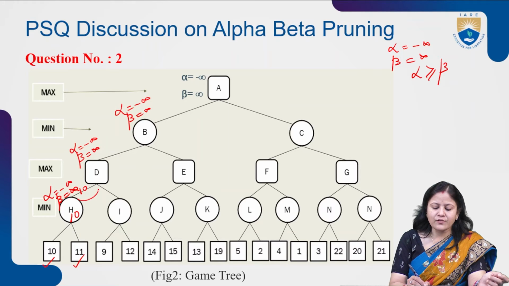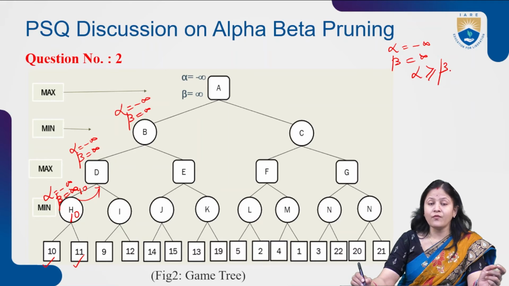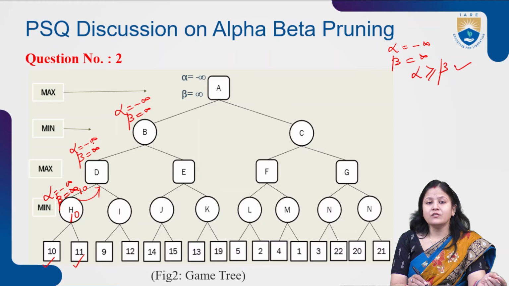Now backtrack to node D. At node D, which value will be changed? I forgot that we have to check whether alpha is greater than or equal to beta. If it is satisfied, then we have to prune. At node D, the alpha value will be changed because it is a max player. So minus infinity gets compared with the node value of H, which is 10. Of minus infinity and 10, which one is the max? 10 is the maximum now.